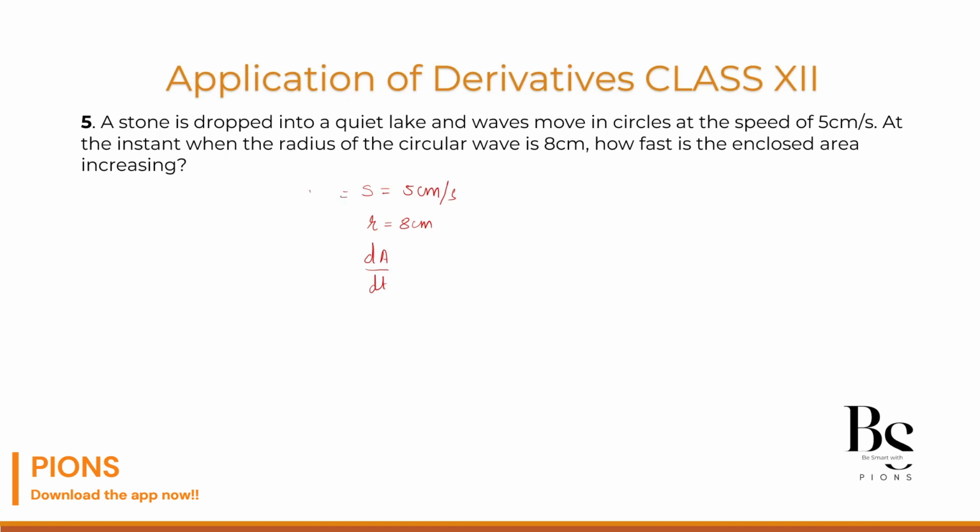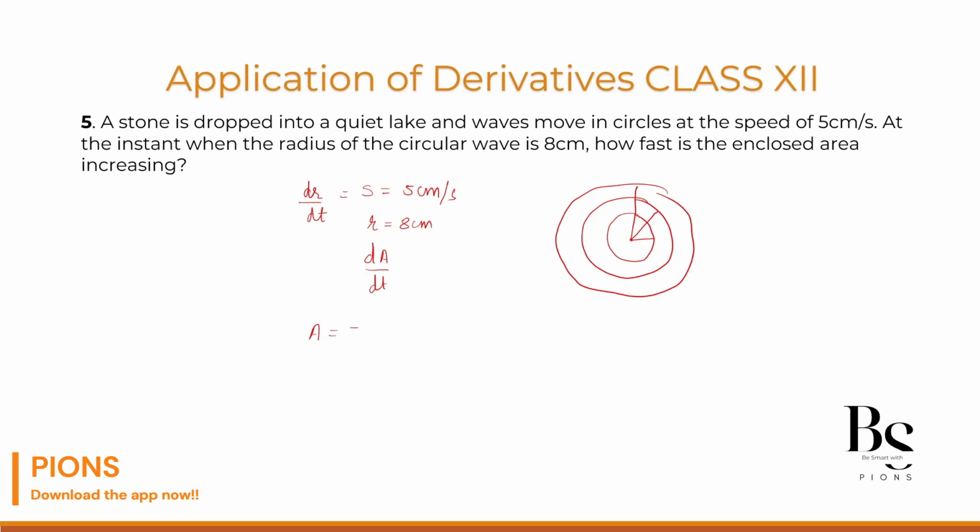Correct? So the speed is nothing but how the radius of the circle is changing, right? Distance per unit time is speed. Like if the waves are coming out like this, these waves are coming out with that speed, and the speed is the distance traveled per unit time. So dr, how the radius is changing, that will be the speed, right?